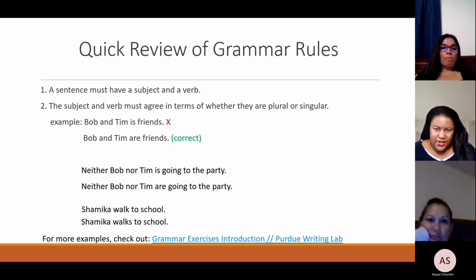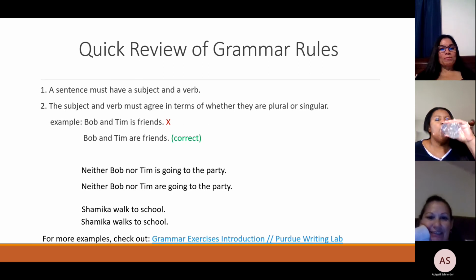Bob and Tim is friends. Have you heard people say that? Because I have. Bob and Tim is friends. Is that correct English? No.